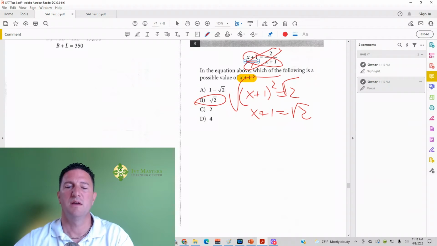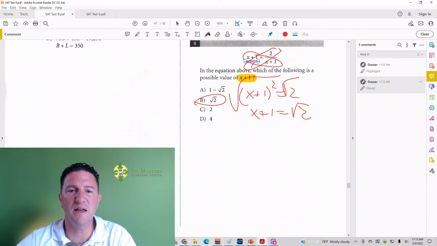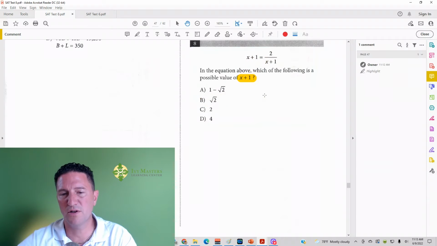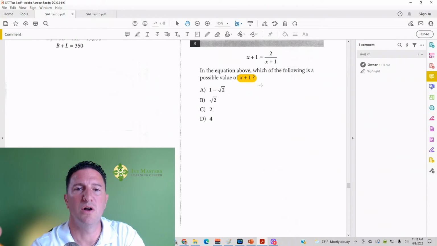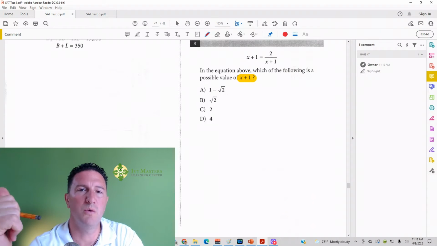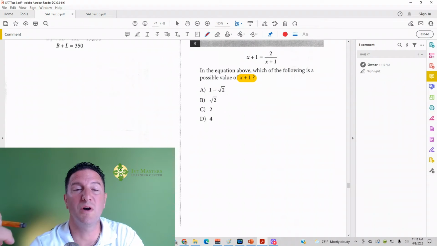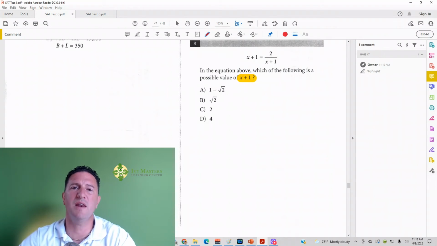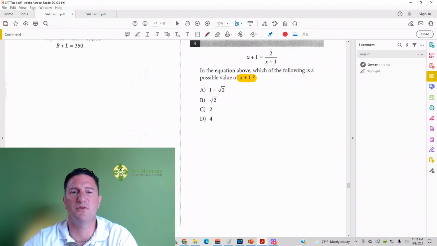Okay. Now, let's say you didn't see that, you wouldn't have thought of that. Here's an alternative solution. Since it's asking you for x plus 1, all the answer choices are possible values of x plus 1. So typically when you use your answer choices, where do you want to start? Top, bottom, or middle? Usually you want to start in the middle to see if it's too big or too small. Now, when you've got an x plus 1 on both sides of the equation, that might make it more difficult to tell whether you want to go bigger or smaller.